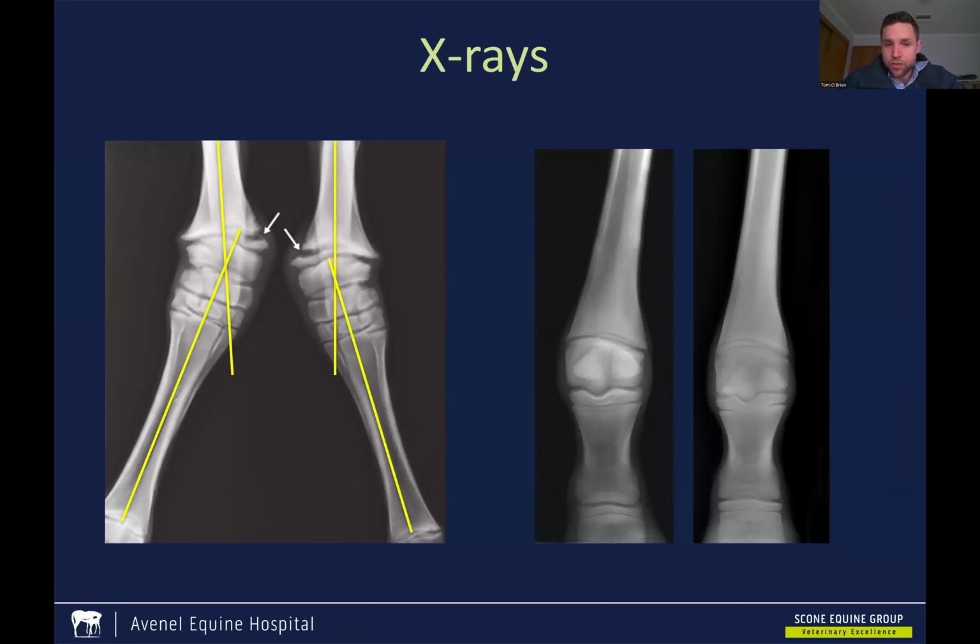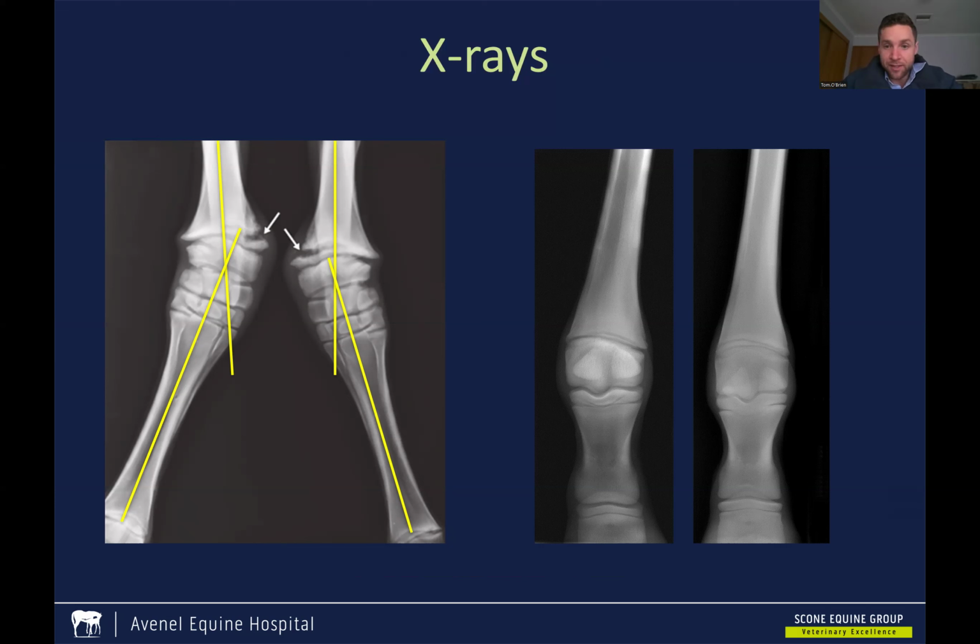And so you can also draw lines on x-rays, and you can see that the x-ray on the left has a bilateral carpal valgus deviation, and then there's two white arrows pointing to areas of black in the radius. And so it's not uncommon, particularly with moderate angular limb deviations, to have some degree of bone change. And in this particular case, the way that the foal is bearing weight, there's a lot of strain on the inside of that bone. And so you can get changes to that bone, which is only really apparent on x-rays.